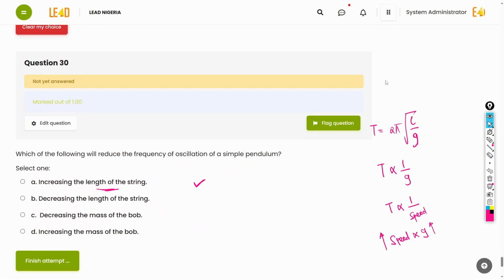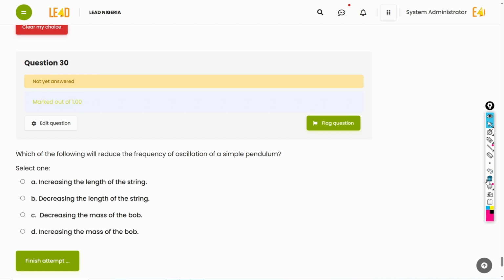Question 30. Which of the following will reduce the frequency of a simple pendulum? T is equal to 2π√(L/g), which is one of the formulas, which means that f is equal to 1/(2π) √(g/L). By just looking at it, you can see that f is proportional to 1 over √L, so f is inversely proportional to L. That means that if I want to reduce the frequency, I should increase the length of the string. That's option A.